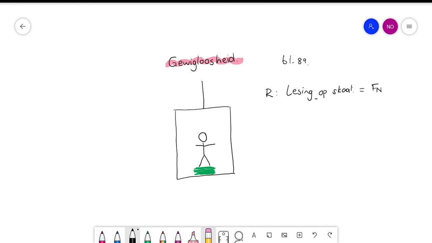That will be equal to the normal force. Why? Because of Newton's third law, saying that if this man is standing on the scale, then in other words, there's a normal force equal to Fg.